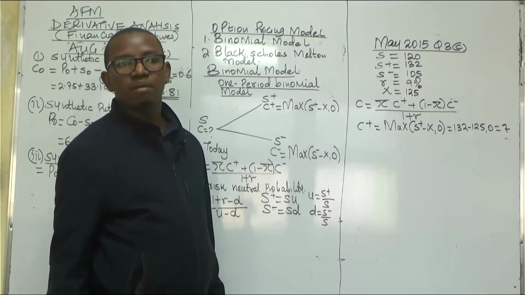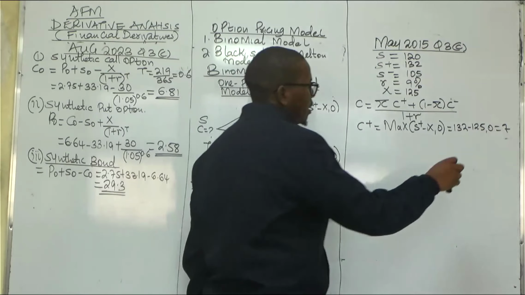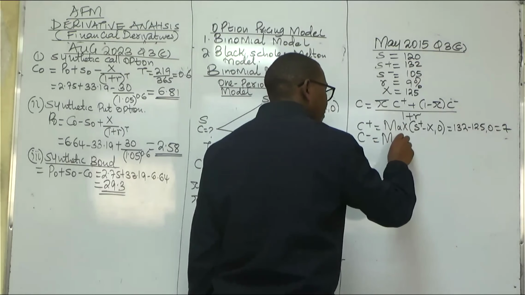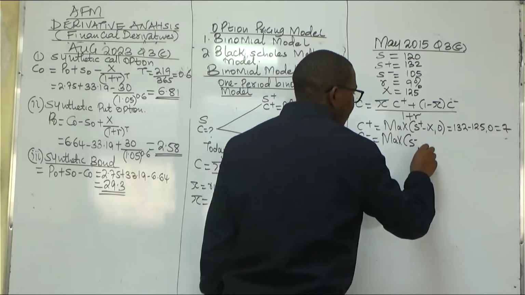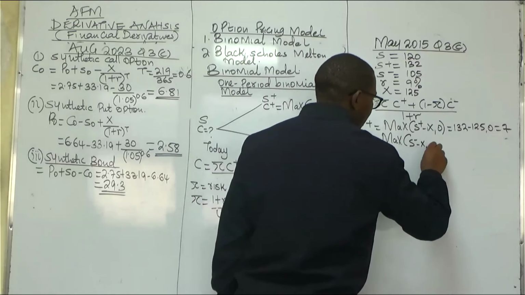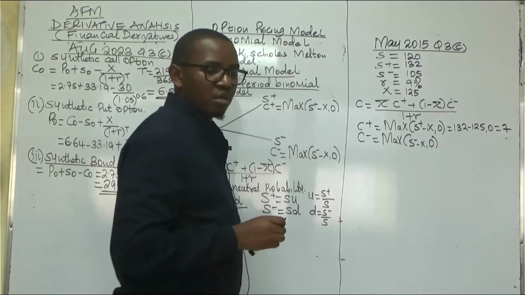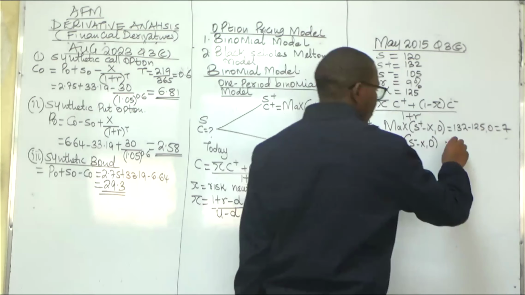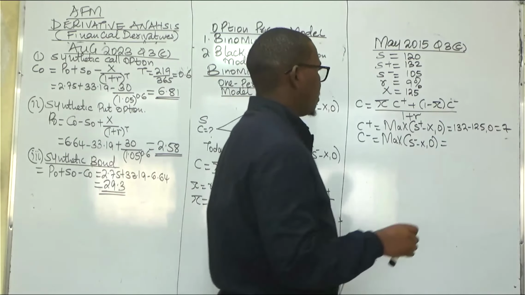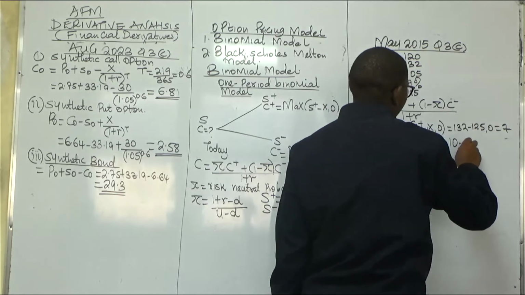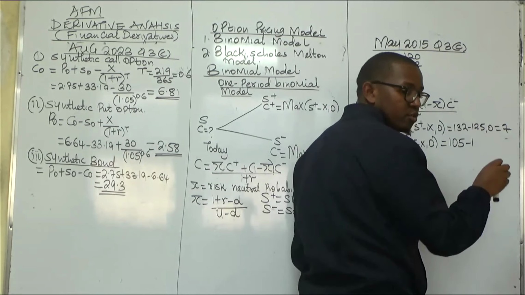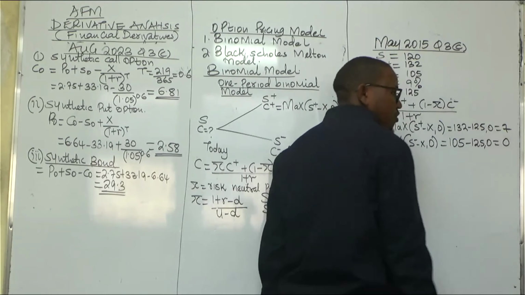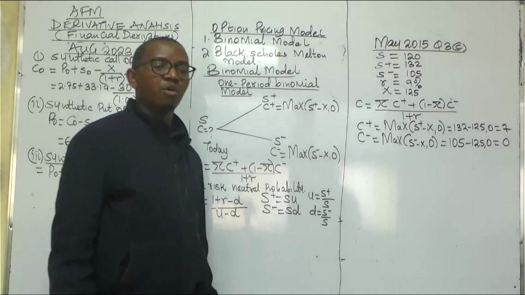If I compare 7 with 0, the maximum is 7. Right? Then we also need to know the value when it goes down, C minus. It will be given by the maximum of the spot price when it goes down minus the exercise price, and I compare with 0. When it goes down, it will go to 105. So you minus 125, then you compare with 0. This will be negative. That means automatically 0 will be the maximum.